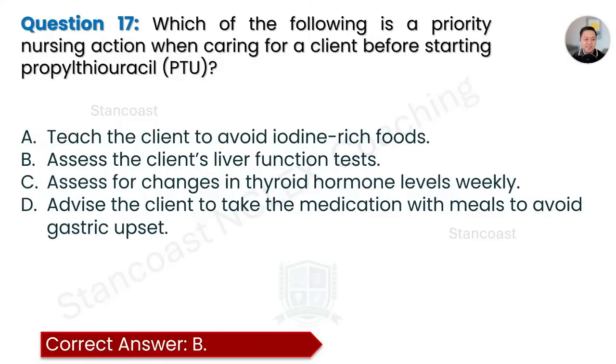However, we have to assess and also monitor the effect of the PTU. Now, letter C is an incorrect option here. It states assess for changes in thyroid hormone levels weekly. Now, we know that this is very important, especially with T3 and T4, but these levels do not typically change on a weekly basis. And so the LFT monitoring is more critical due to the life-threatening risk of hepatotoxicity.